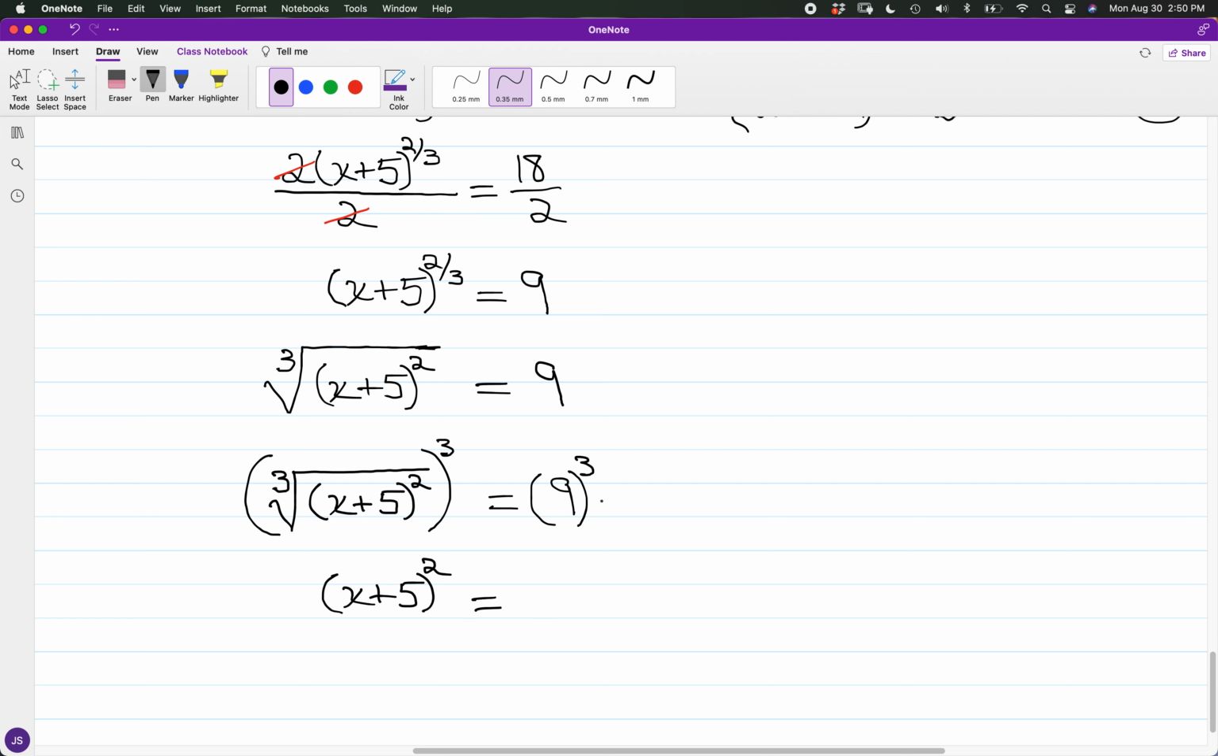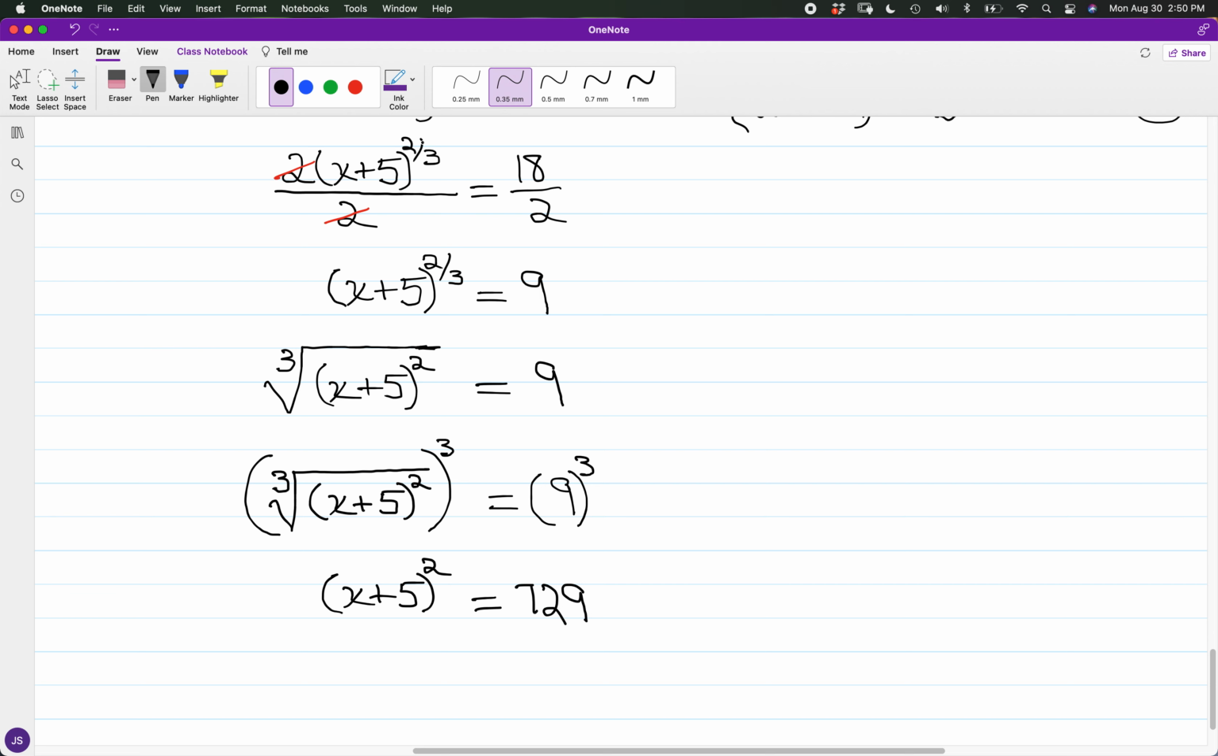Now for 9 to the third, we're going to have a fairly large number. We have 9 to the first is 9. 9 squared is 9 times 9, which will be 81. And for 9 to the third, you're going to have 9 times 9, 81 times 9, which will be 729.